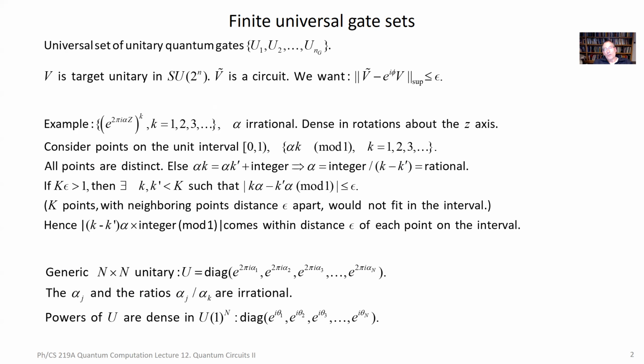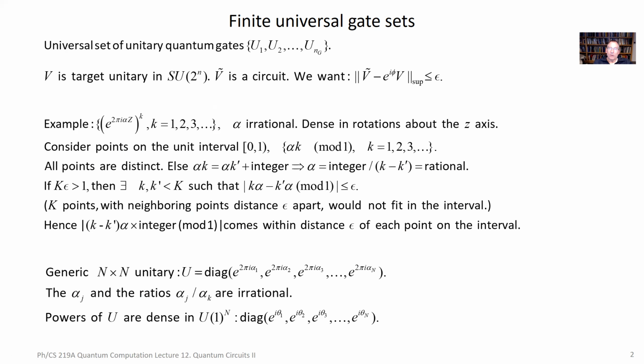Now that means that once k gets large enough, we're going to have to come close to a point in the unit interval we've hit before. That is, say a capital K times epsilon is greater than 1, then I claim there have to be two integers k and k prime no larger than capital K, such that the difference between k alpha and k prime alpha mod 1 is less than epsilon.